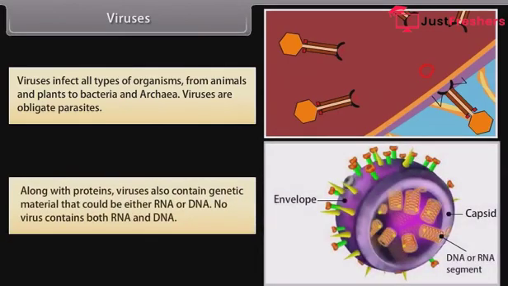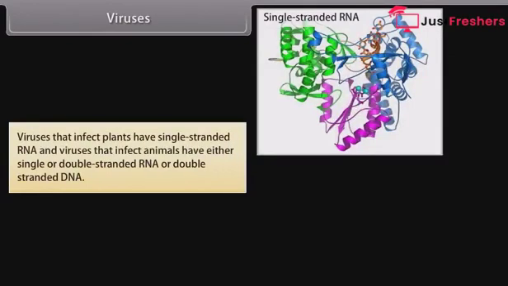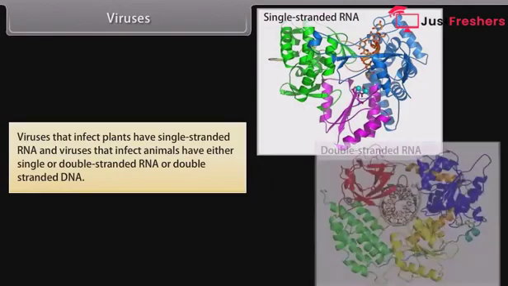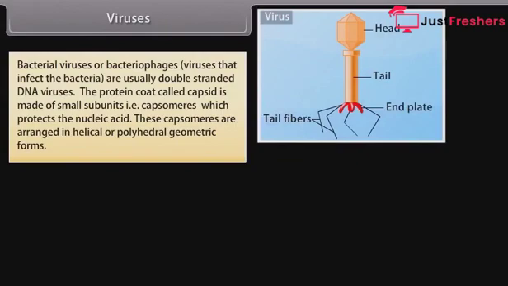Along with proteins, viruses also contain genetic material that could be either RNA or DNA. No virus contains both RNA and DNA. Viruses that infect plants have single-stranded RNA, and viruses that infect animals have either single or double-stranded RNA or double-stranded DNA. Bacterial viruses or bacteriophages are usually double-stranded DNA viruses.